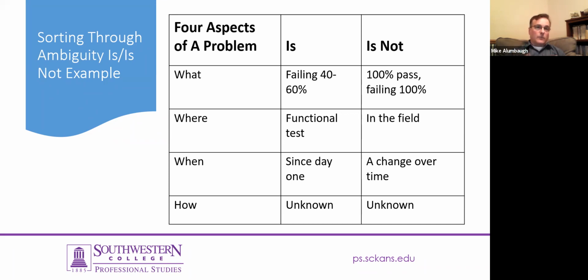What we learn through this process of asking questions is that there are 40 to 60% of the units that are failing. In other words, it's not 100% pass, it's not 100% clear audio. Where? In functional test, not the field, when it's a day one problem, which is something I didn't know at the time the problem came up. And that means it didn't change over time, right? So we're going back to what we just went through and filling this in for you.